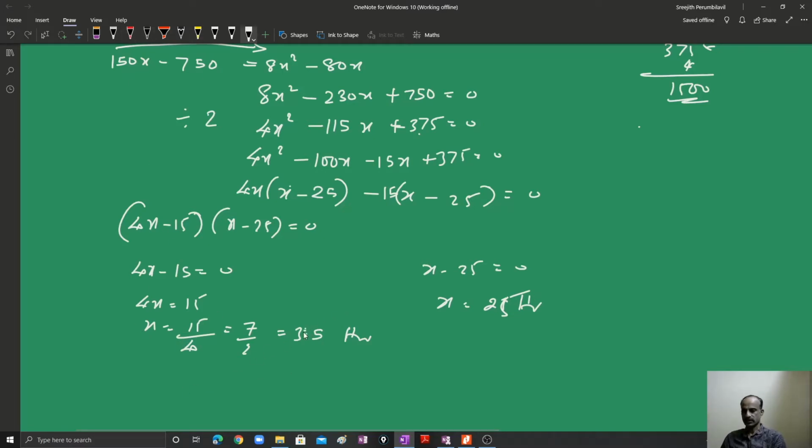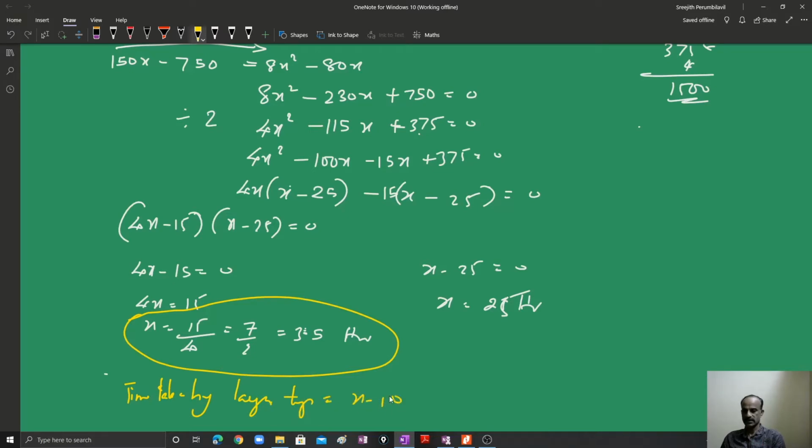This is the time taken by the smaller tap. Suppose we are taking this as the case, then the time taken by the larger tap is x − 10, that is 3.75 − 10, which will be equal to what? There is a problem. This is a negative quantity, not possible. So we take this as the answer.